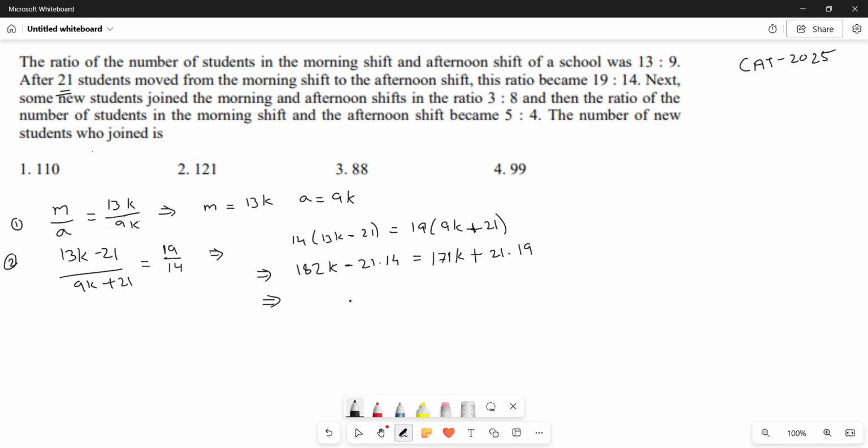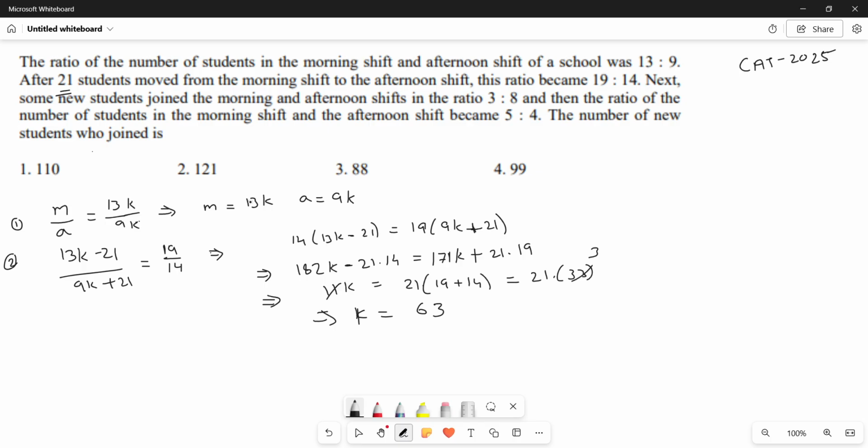Let's bring the k terms to the left side, and this will give us 182 minus 171 is 11k equal to, taking 21 common, 19 plus 14, it is nothing but 21 into 33. So that implies k equal to, let's cancel this 11 and 3, k equal to 63. Now we have k equal to 63, which means we know the number of students in the morning and afternoon.